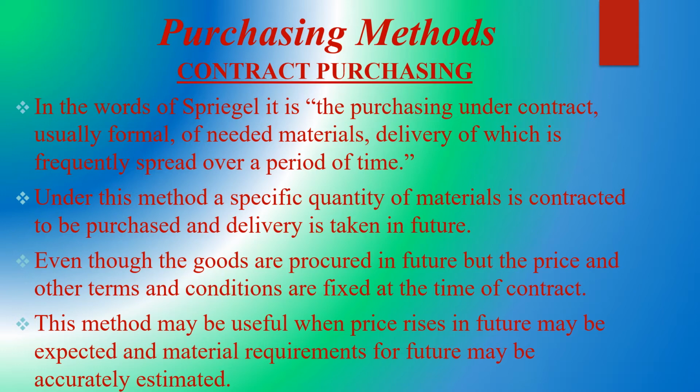Under this method, a specific quantity of materials is contracted to be purchased and delivery is taken in future. Even though the goods are procured in future, the price and other terms and conditions are fixed at the time of contract. This method may be useful when price rises in future may be expected and material requirements for future may be accurately estimated.